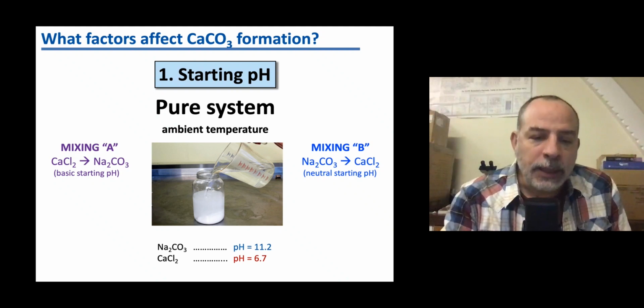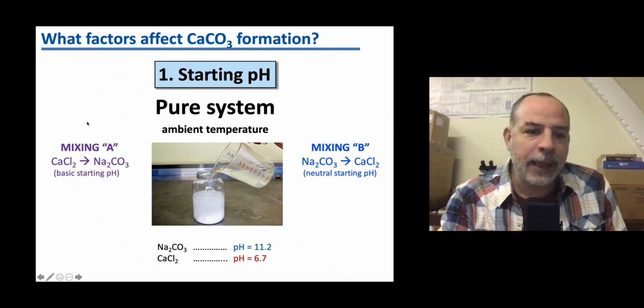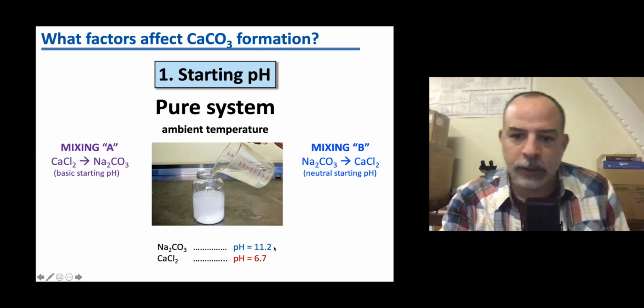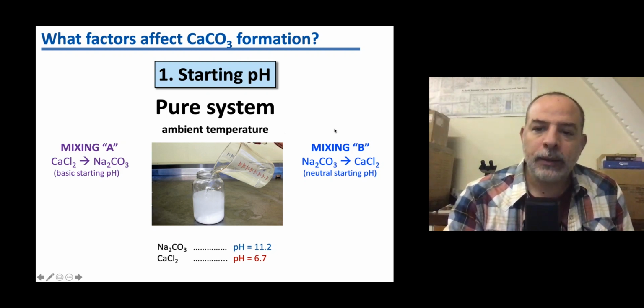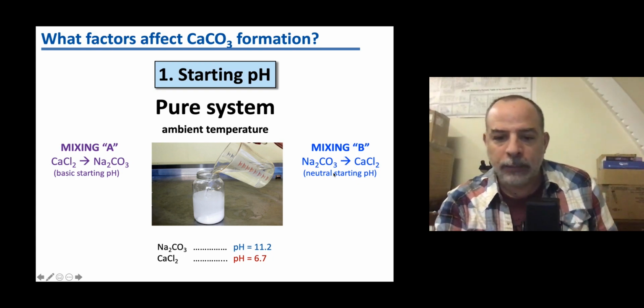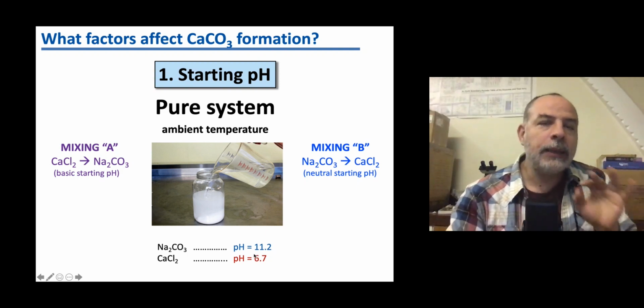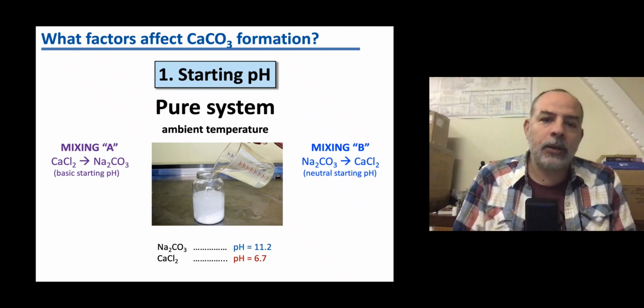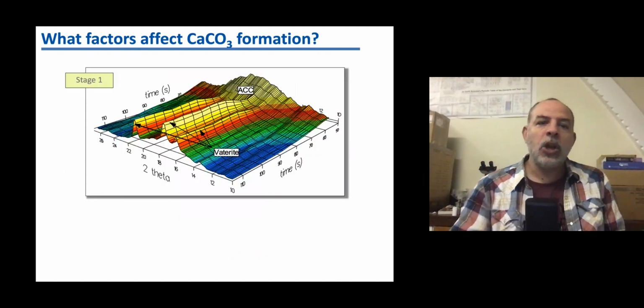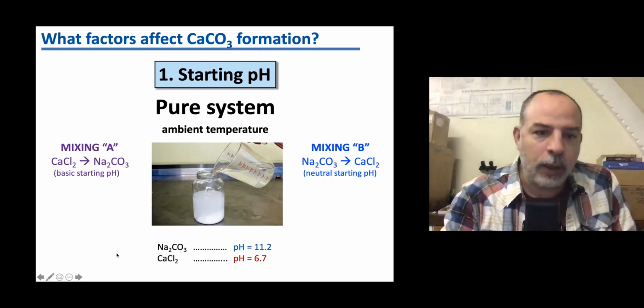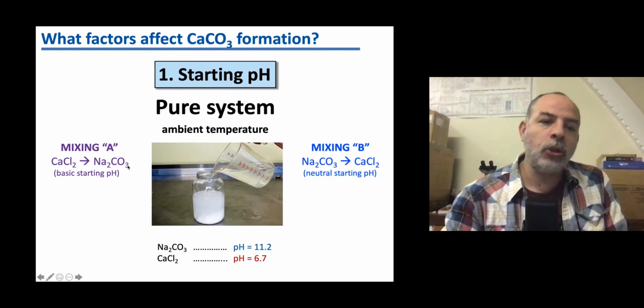Okay, and there is a difference here, because if you are using mixing A, that means adding the calcium chloride to the sodium carbonate solution, what happens is that you start with a very basic pH, because the pH of a sodium carbonate solution is around 11. Okay, and if you're adding the sodium carbonate solution to the calcium chloride solution, you start with a neutral starting pH, because the pH of a calcium chloride solution is close to 7. And the consequences of this mixing are completely different. I'm going to show you what happens first when you're doing experiment 1, when you're adding the calcium chloride solution to the sodium carbonate solution.